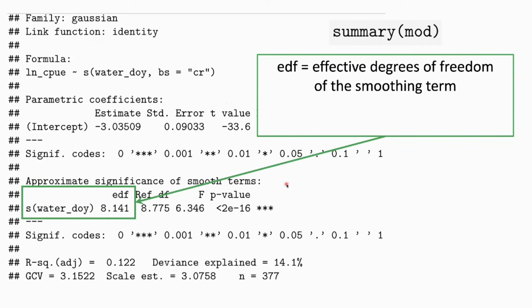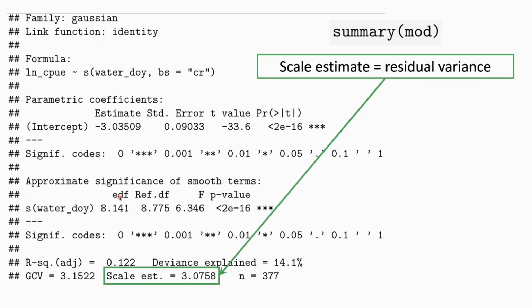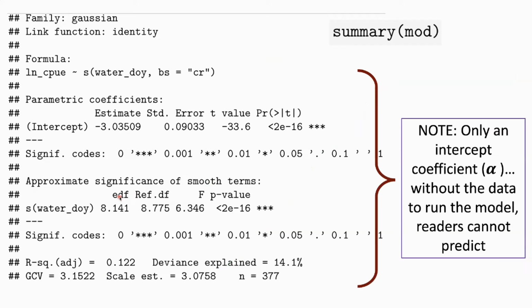Another important term to know is this EDF. EDF stands for effective degrees of freedom. And really all that means is how wiggly is our model. So if our EDF is a 1, that means our model is just a flat straight line. And anything above 10 is incredibly wiggly, or in other words, there's going to be a lot of ups and downs. And then the final term that's really important to note is this scale estimate. Scale estimate is GAM speak for residual variance.